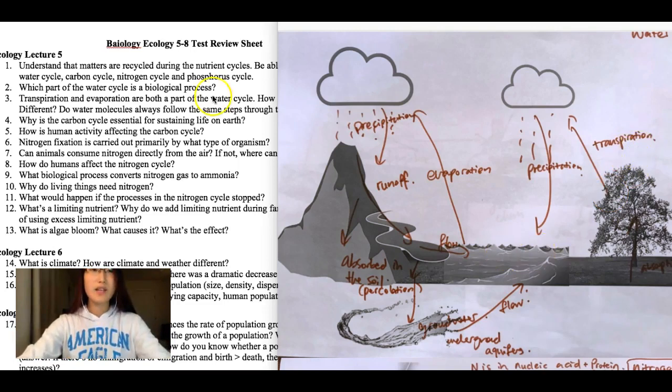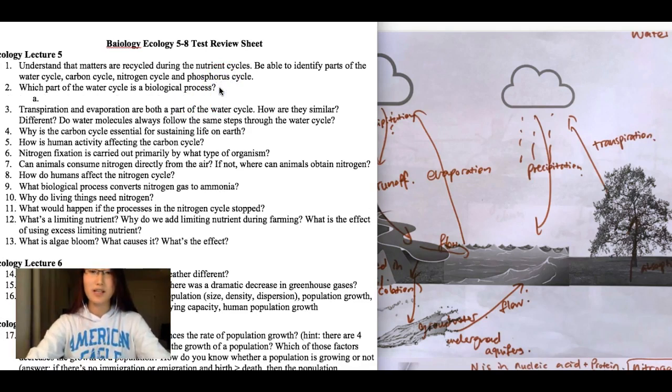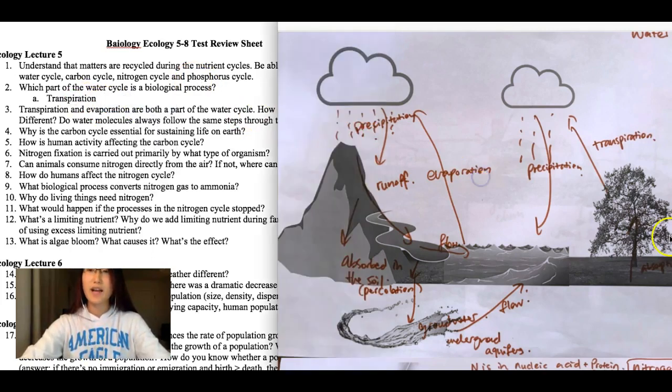Okay, so if you think about this question right here, which part of the water cycle is a biological process? The answer is transpiration. And the reason for that is because this process involves this tree. And you can argue that evaporation can involve, let's say, sweat evaporating from your hand. That does involve an ecological organism, but evaporation itself doesn't necessarily include something living, right? But transpiration does always include something living, which is the tree.